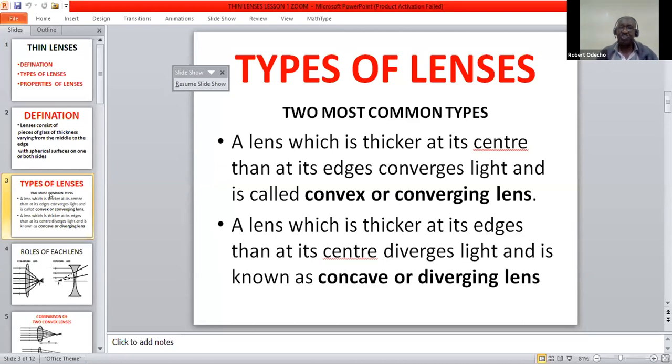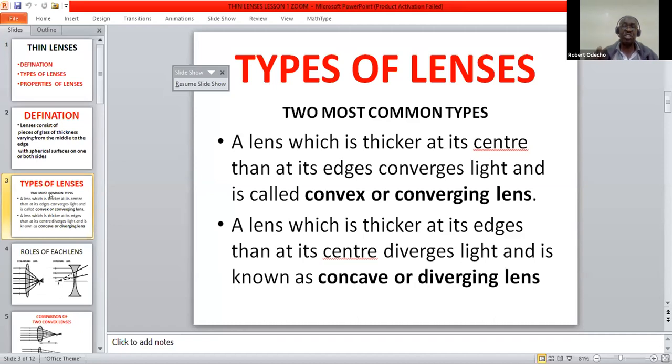The second type is the lens which is thicker at its edges than at its center, thicker at the edge and very narrow at the center. It diverges light, and it is known as a concave lens or diverging lens. If you are asked to name the two most common types of lenses, it will be the convex lens and the concave lens.